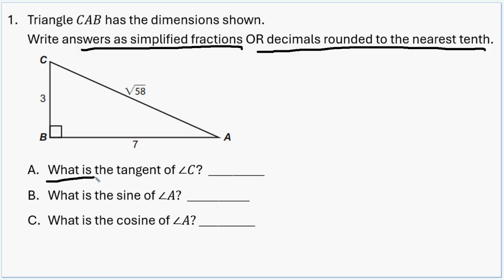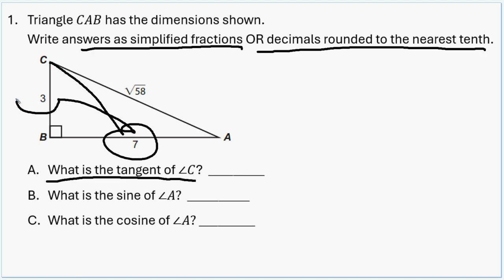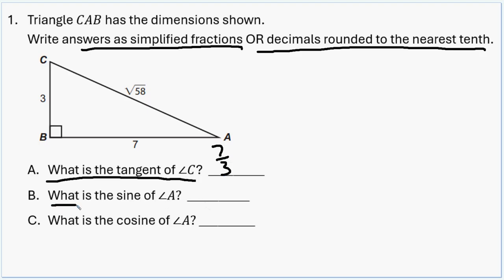So we're going to go to angle C and find the tangent. Tangent is the opposite side over the adjacent side, so 7/3 would work there. What is the sine of angle A? Well, here's angle A. Sine is opposite over hypotenuse. That'll be 3 over the root of 58. As a decimal, that's about 0.4.